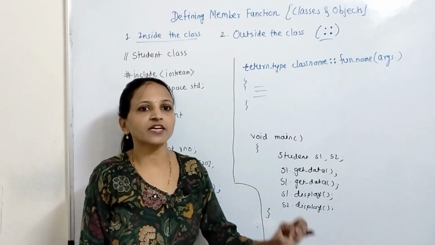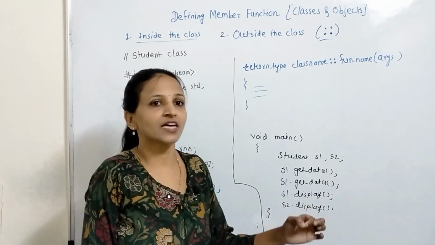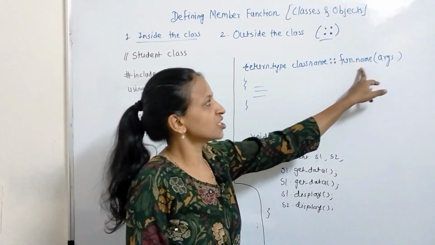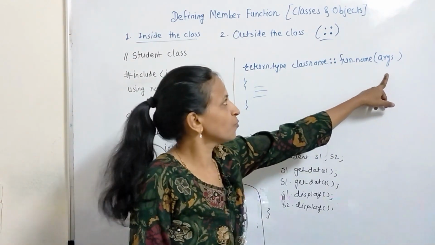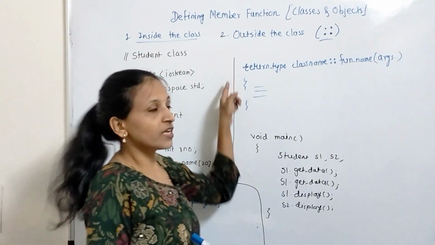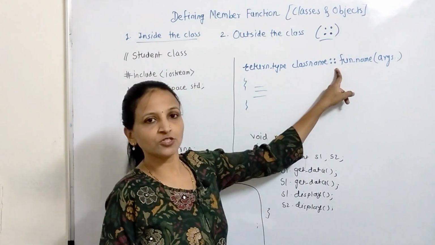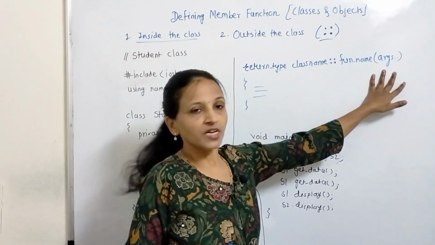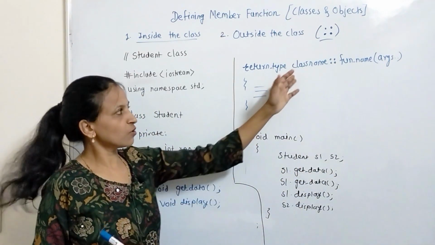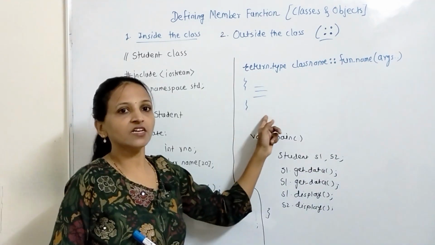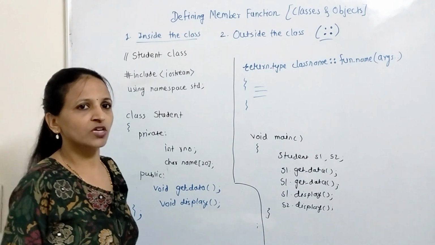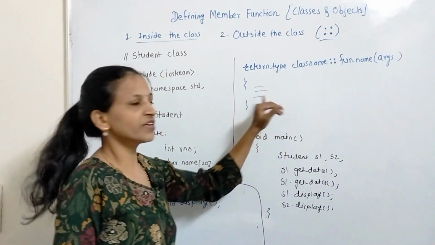This is just the syntax to define a member function outside the class using the scope resolution operator: return type, class name, scope resolution operator, function name, and in brackets the arguments we have to pass. If we are passing arguments, then we have to mention those arguments here. Then in the curly braces we write the function body, the steps that you want to execute inside that function.